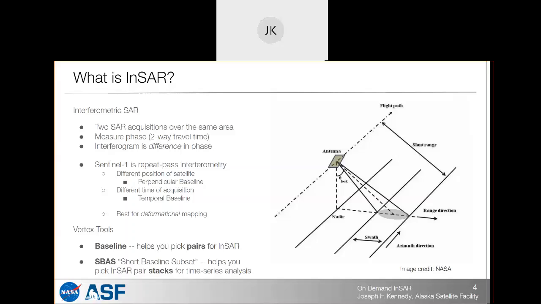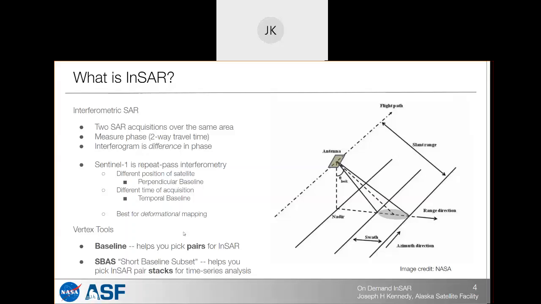So our main data set at ASF is Sentinel-1. It's repeat pass interferometry, so it's two acquisitions at different times. And that means it's best for deformation mapping. We're looking at how the ground changed over time. When those acquisitions happen, the satellite's in slightly different positions. We call that the perpendicular baseline. And there was a different time in the acquisition, so that's the temporal baseline. To get really good SAR measurements, you typically want a very small perpendicular baseline, and you can lose coherence, or the ability to look at the phase, if you separate the temporal baseline too much.